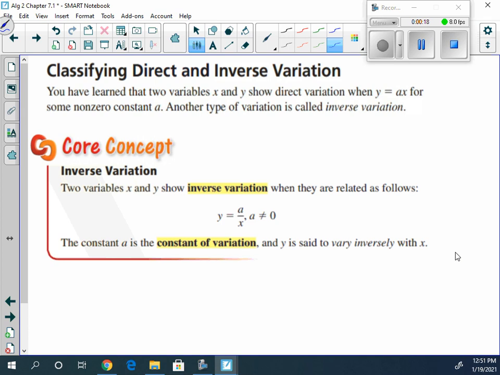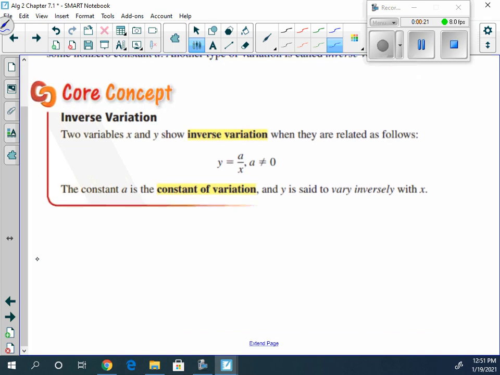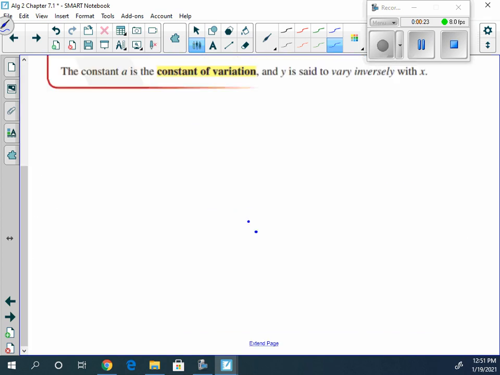But direct variation is really saying that two things, x and y, vary directly, and the equation version is y is equal to a times x. And a is just going to be a constant term. It's just a number. And when we talk about something varying directly, as one increases, the other increases. It varies directly. One goes up, the other goes up. Well, if one goes down, the other goes down.